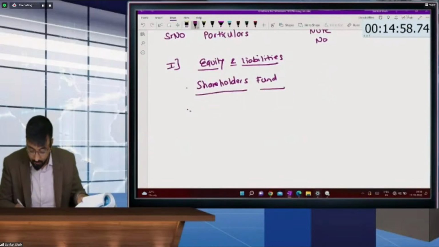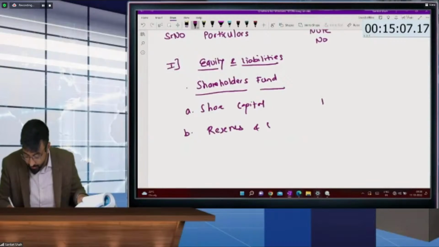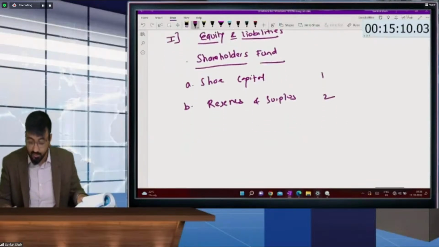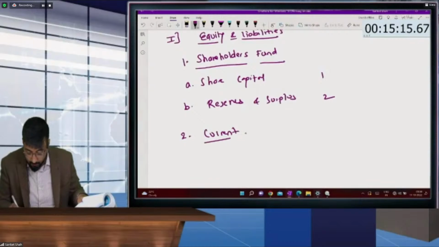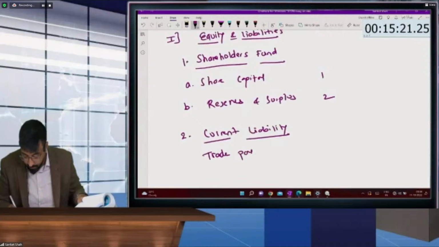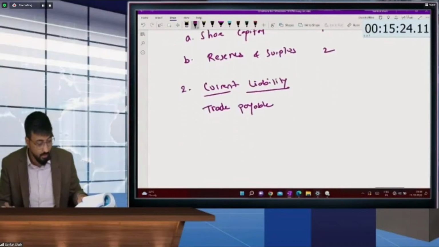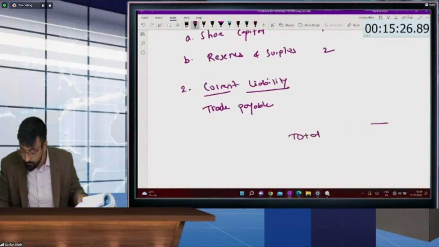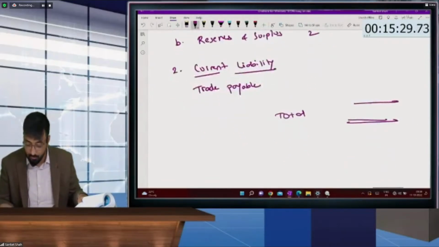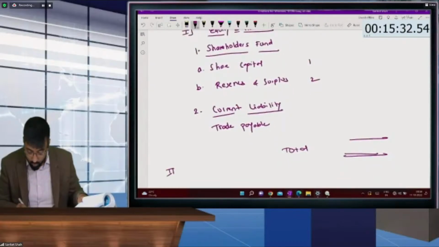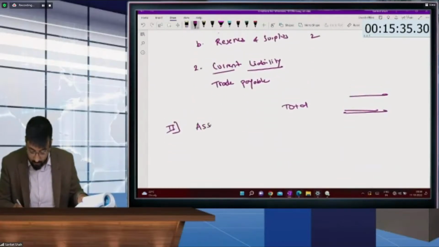Shareholders fund underline. A, share capital. Note 1. B, Reserves and surplus 2. This is 1. 2, current liability. एक लाइन छोड़ के current liability. Trade payable. After one line total. Then Roman 2, assets. 1, non-current assets.